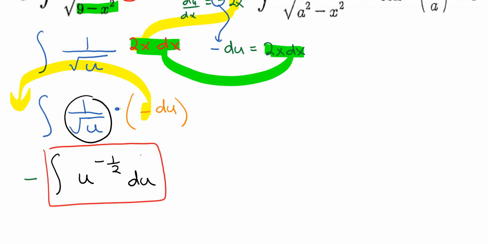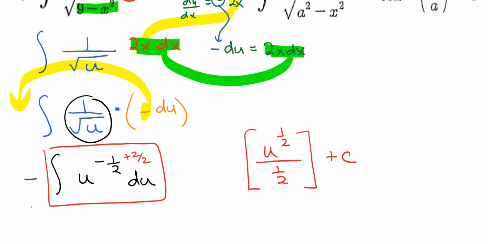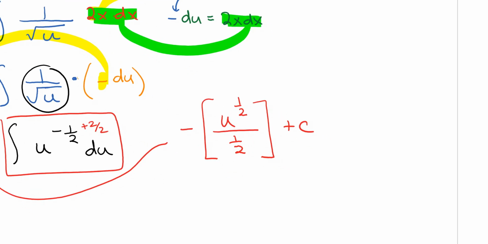So I need to add a 1 to the power. If I add a 1, that's the same thing as adding 2 over 2. So u to the power of 1/2 divided by 1/2 plus c, and then I have this minus sign that's just tagging along over there. Okay, that's a little bit of work there.